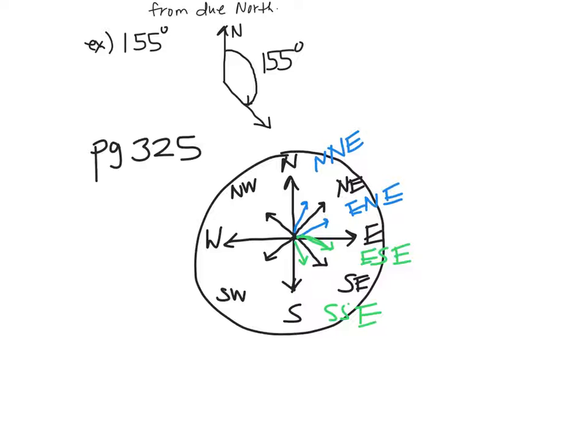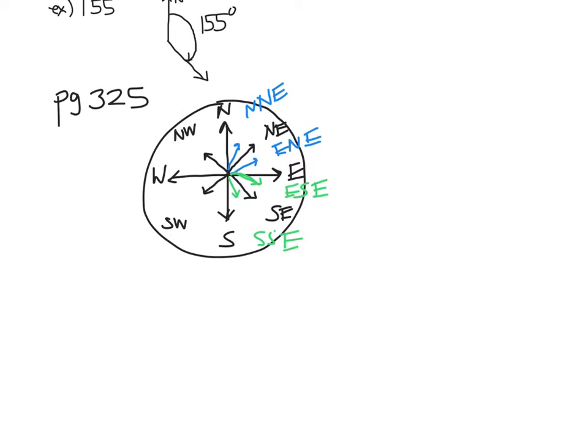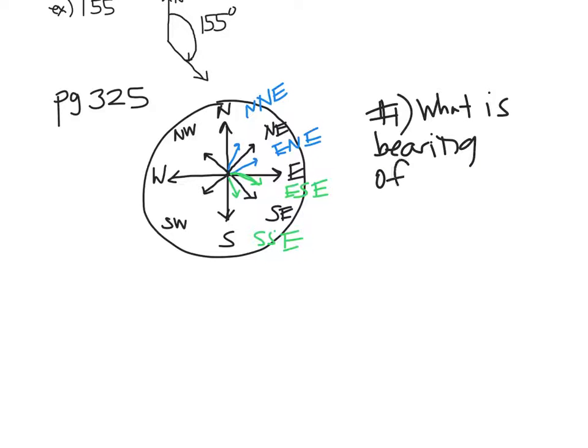And now what are we going to do with these? Well, we're going to have fun. Here we go. Example number 1. All right, it says, what is the bearing of, we'll do 2 of them. What is the bearing of east, northeast? What is the bearing of east, northeast?